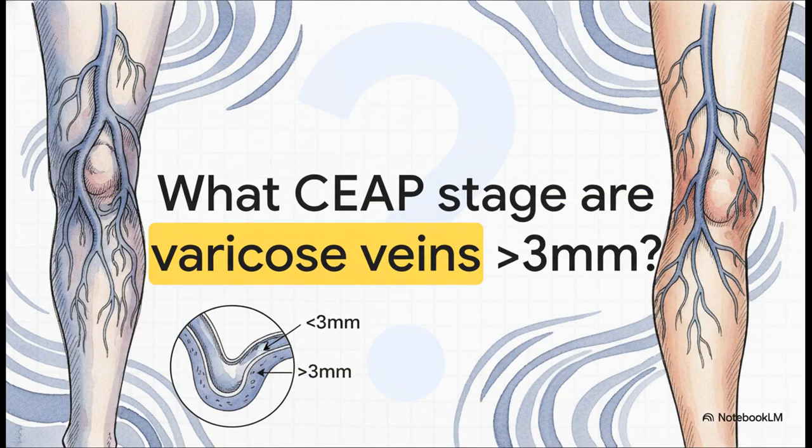Moving right to question 2, we have a 42-year-old female presenting with tortuous dilated calf veins greater than 3 millimeters. What's her CEAP clinical stage? A, C1, B, C2, C, C3, or D, C4? The correct answer is B, C2. Let's break down exactly why.